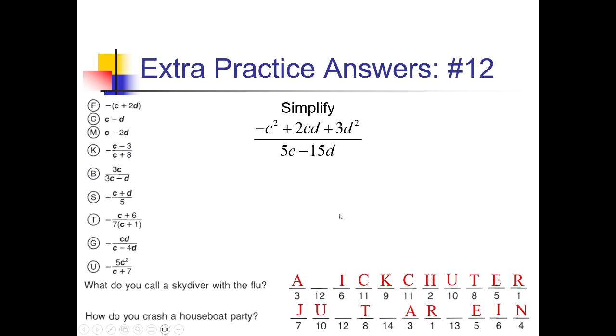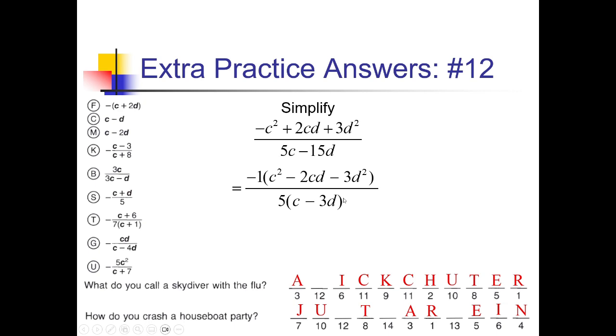So let me take a negative 1 out of my numerator. That'll give me c squared minus 2cd minus 3d squared. And there's nothing else I can take out of there. All those letters, but they don't all three have the same letter. For my denominator, I can definitely take a 5 out of both of those, and that's actually it. So that leaves me with a c minus 3d.